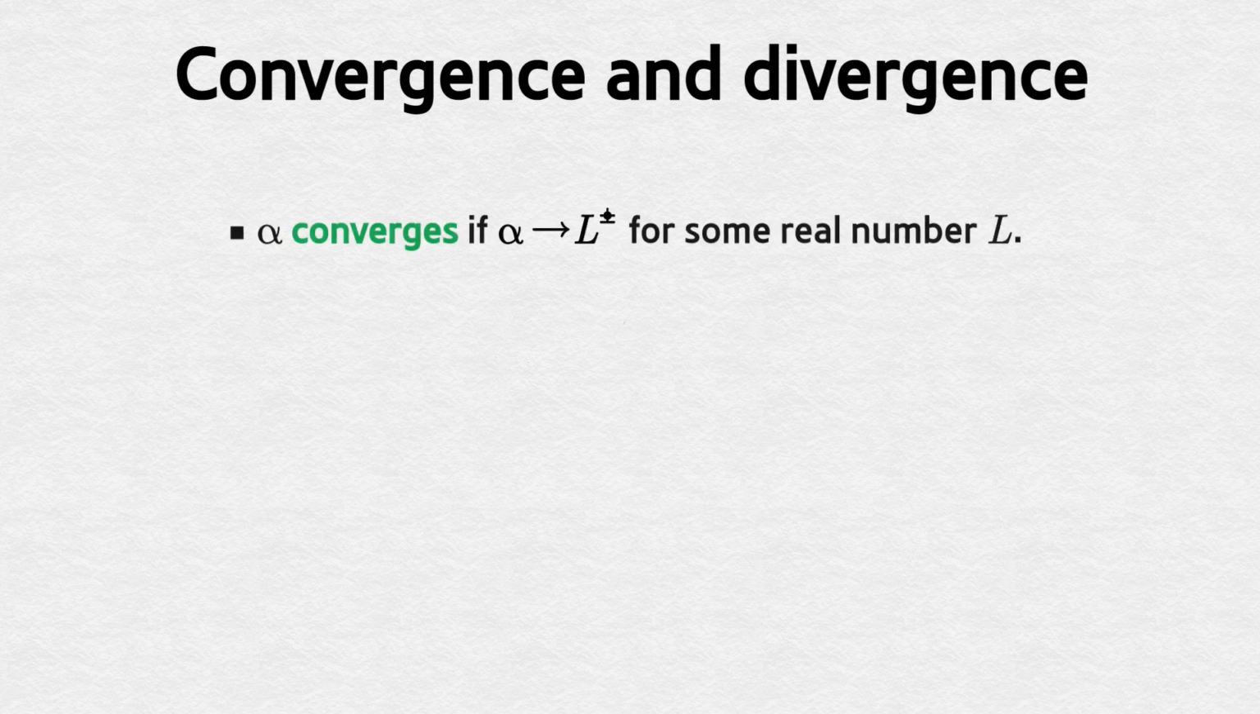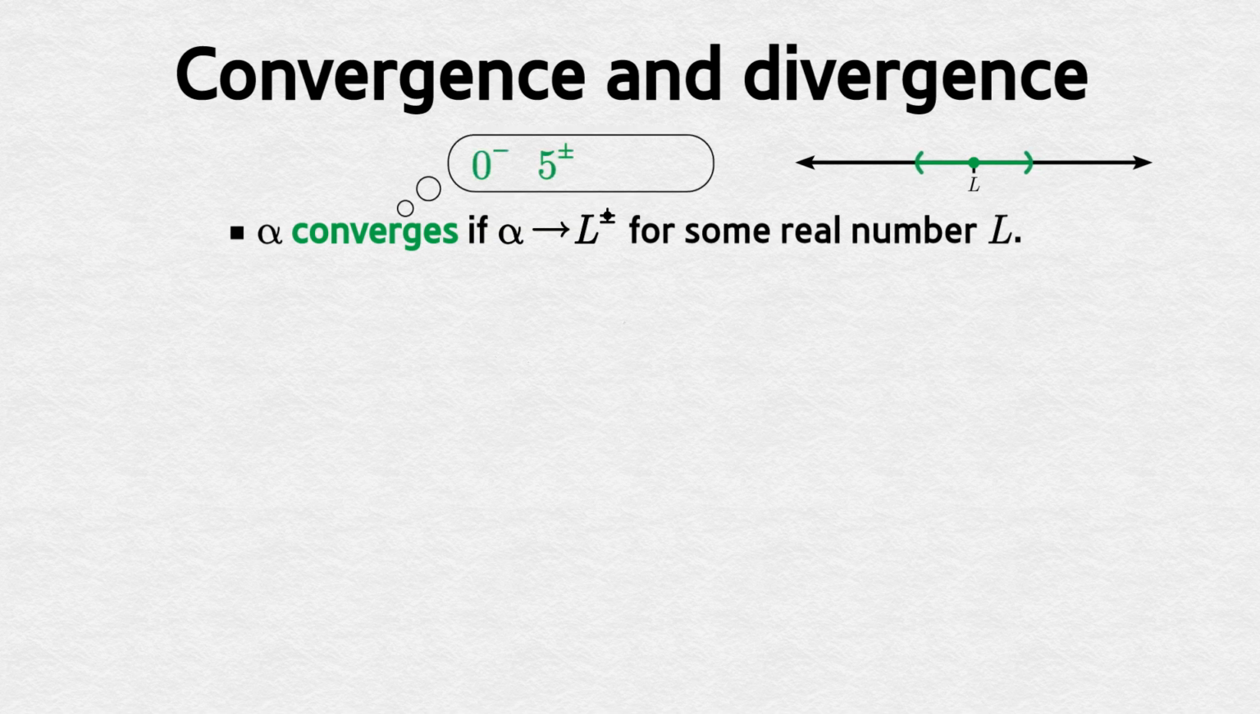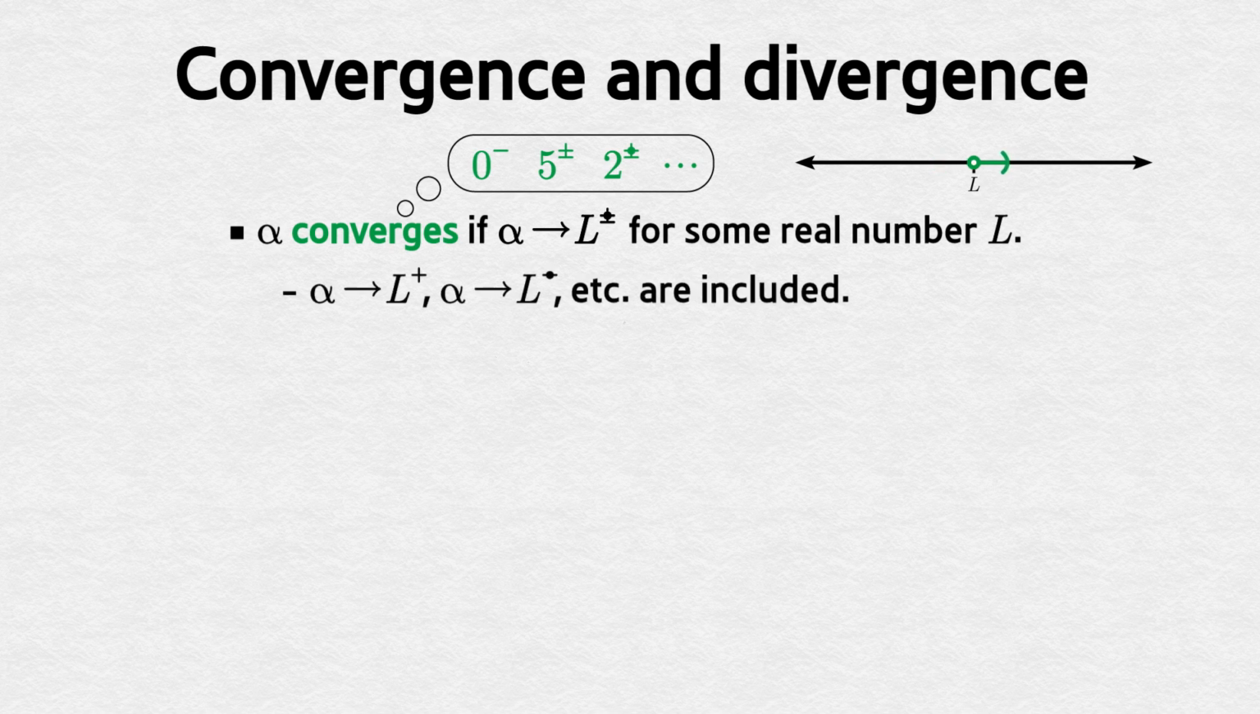A near number alpha converges if alpha fits into L plus minus dot for some real number L. In other words, if it squeezes nearer and nearer to some number. When we hear convergence, we should picture things like 0 minus, 5 plus minus, 2 plus minus dot, etc. Note that our target L plus minus dot is as inclusive as possible. If alpha squeezes to L in some more limited way, say alpha fits into L plus or alpha fits into L minus dot, then alpha still fits into L plus minus dot, so all of these count as convergence.